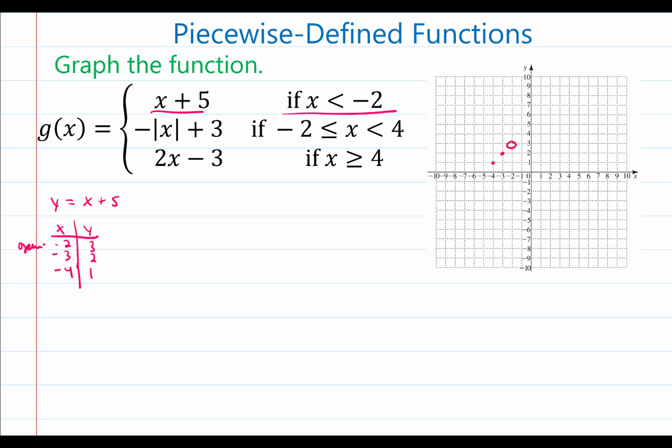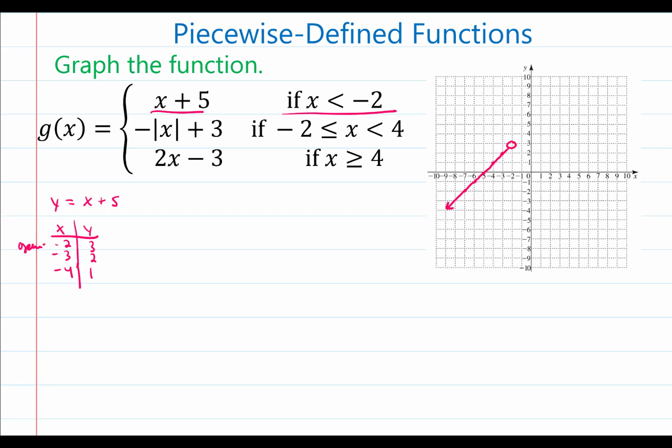Now again, we can keep going. In fact, using the slope, we can find even more points. And so it's important to note that this will be a ray that never stops, which is why we must include an arrow at the end of that ray going down and to the left. And so that is the first piece of my piecewise defined function.